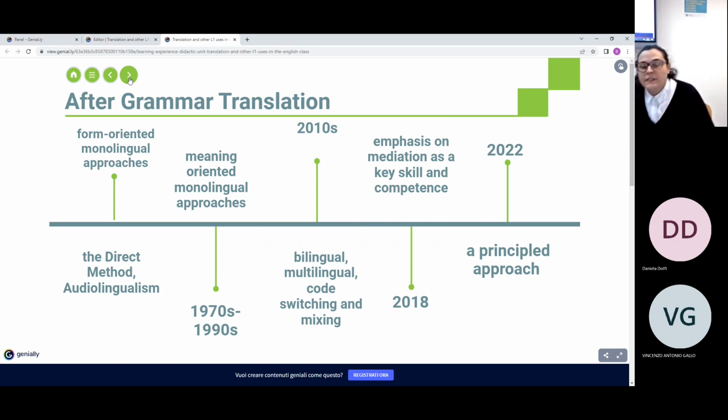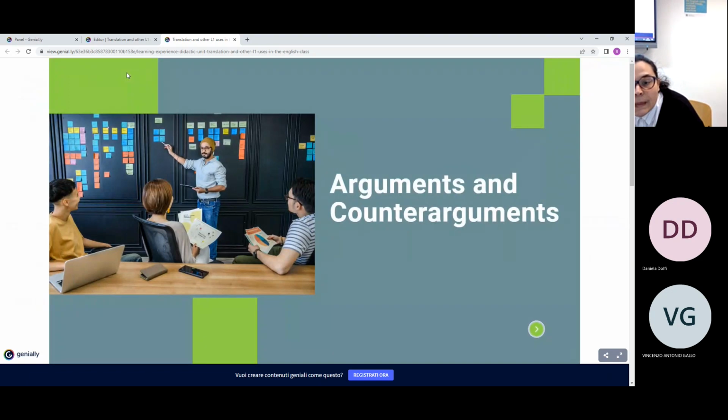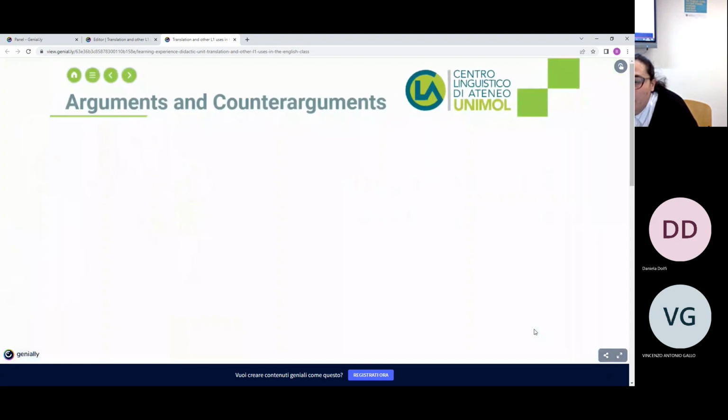So this is just to sum up. We're in 2022 and a principled approach is proposed by Philip Kerr. Now we want to talk about why. So why should we use L1 and translation in the English class? So we're reflecting on this.